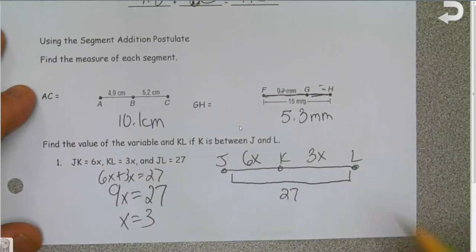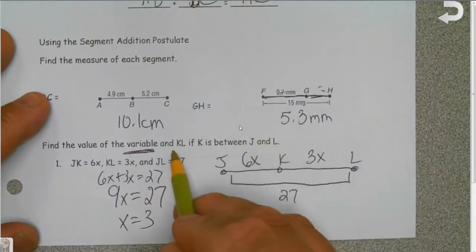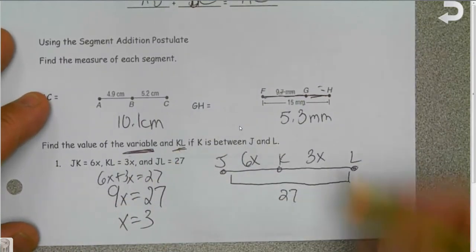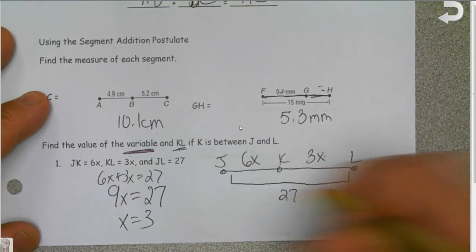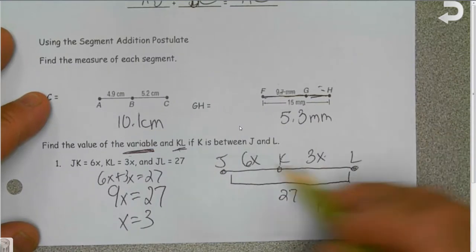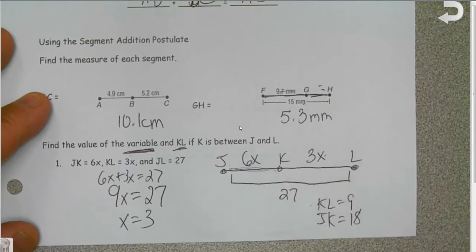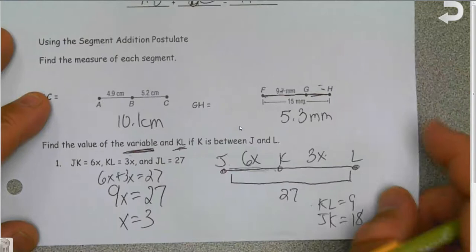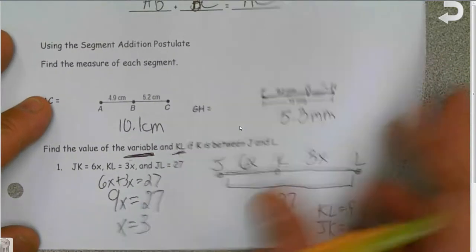Now, that's not all they told me to do. I found the value of the variable, but they want me to plug it back in. So if I plug in 3 for x, KL is equal to 9. And even though it didn't ask me to do it, I'm going to go ahead and do this. JK is equal to 18. Okay. Hopefully you understood what we did there. If you didn't, pause the video and take a look back at it again.